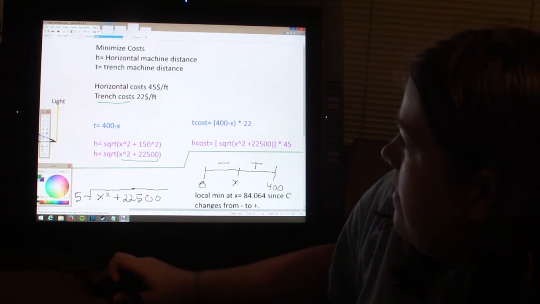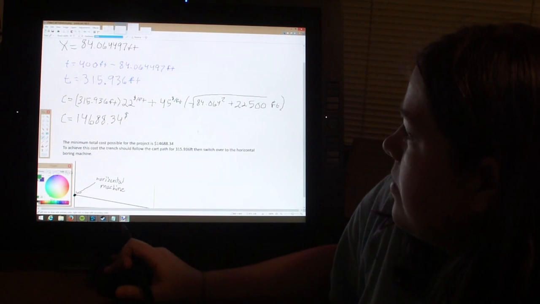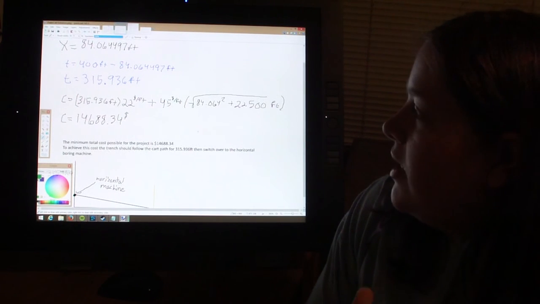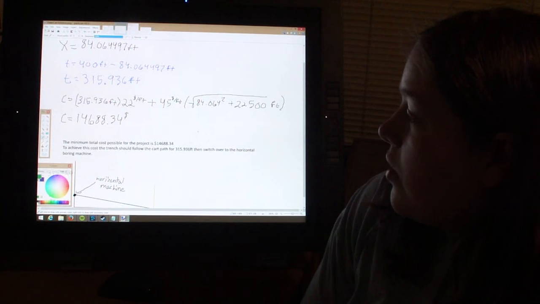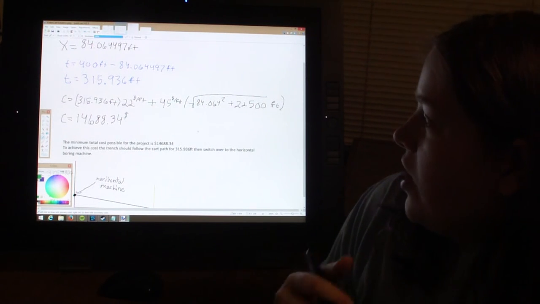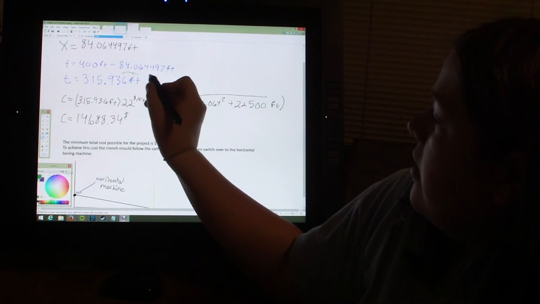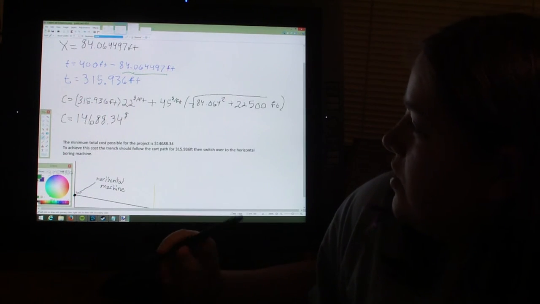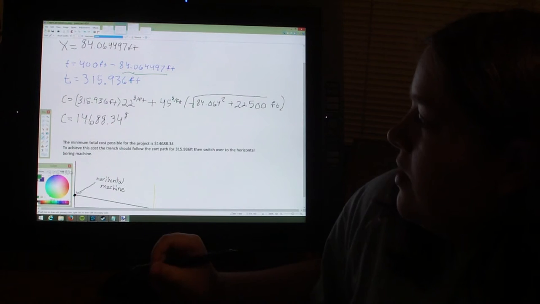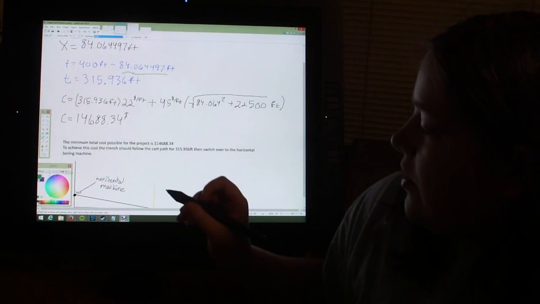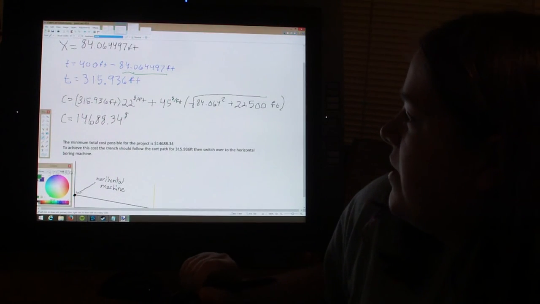We must then figure out exactly how far down the path we need to start using our horizontal boring machine. To find that, we take 400 feet and subtract our x value that we gathered, and that gives us 315.936 feet. So at that point down the cart path, we have to start using the horizontal machine.